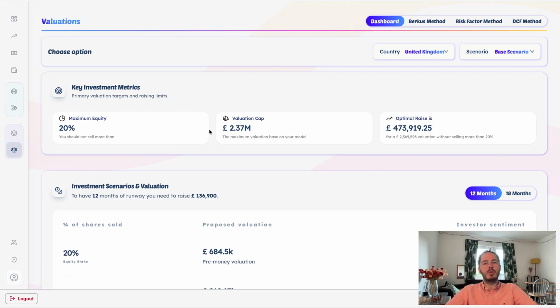This is the amount you could raise without selling more than 20% of equity. Together, these 3 numbers give you a very clear starting position for any investor conversation: how much you should raise, and what valuation and what percentage you should offer.